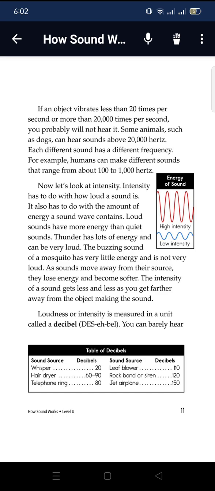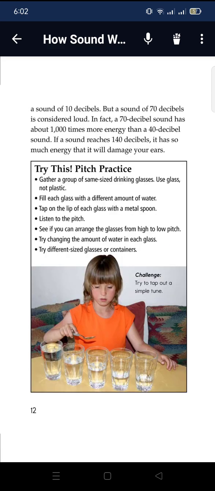Loudness, or intensity, is measured in a unit called the decibel. You can clearly hear a sound of 10 decibels. The sound of 70 decibels is considered loud. In fact, a 70 decibel sound has about 1,000 times more energy than a 40 decibel sound. If sound reaches 140 decibels, it has so much energy that it could damage your ears.